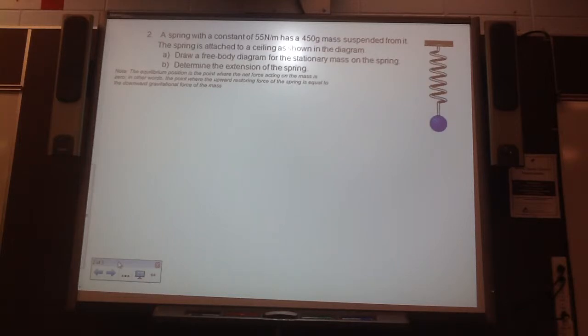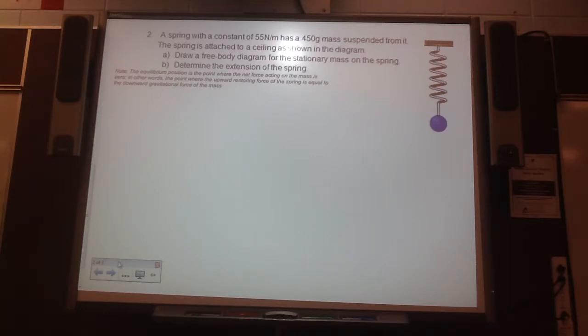So the equilibrium position is the point where the net force acting on the mass is 0. In other words, the point where the upward restoring force of the spring is equal to the downward pull of gravity.